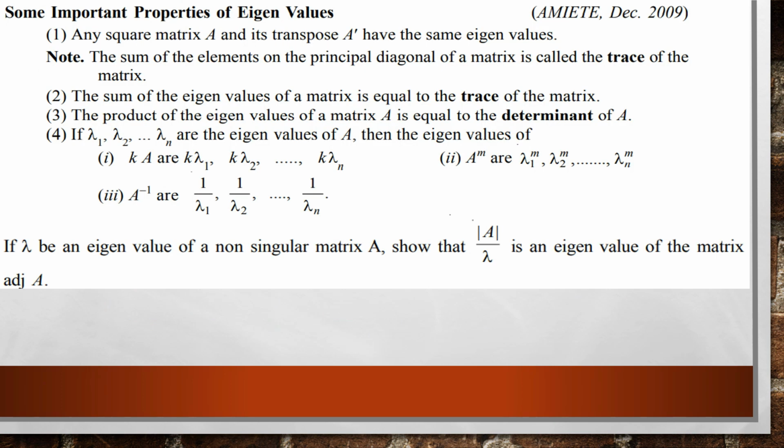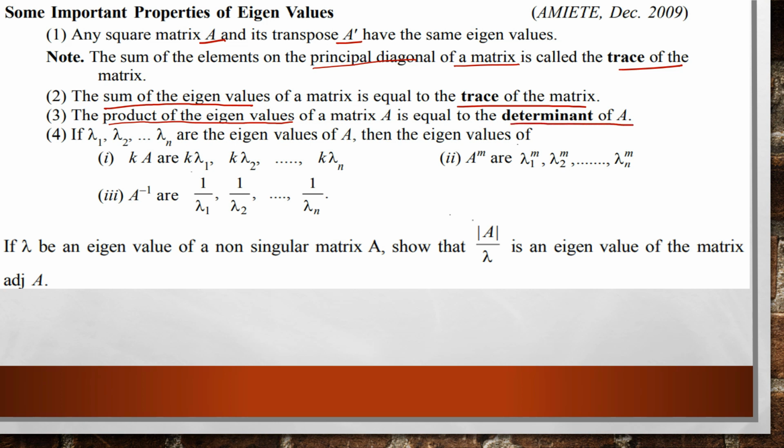So this is a very important topic which we are going to do, eigenvalues. First of all, keep in mind that in case of a square matrix, we calculate eigenvalues and eigenvectors, and the eigenvalues of A and its transpose will be the same. Second, the sum of the elements of the principal diagonal of a matrix is called trace. And the sum of the eigenvalues and the trace are the same, like the sum of the diagonal elements of the matrix A and the sum of the eigenvalues are equal. Similarly, the product of eigenvalues is equal to the determinant of A.